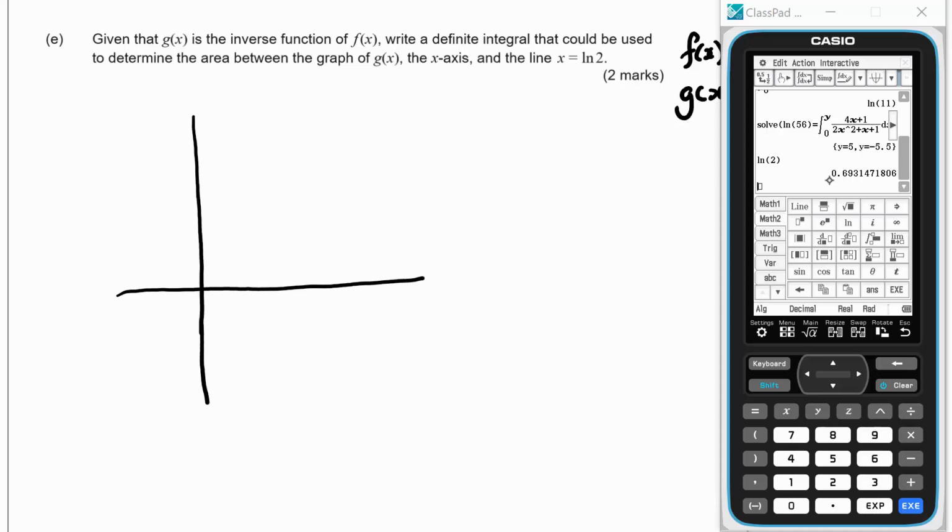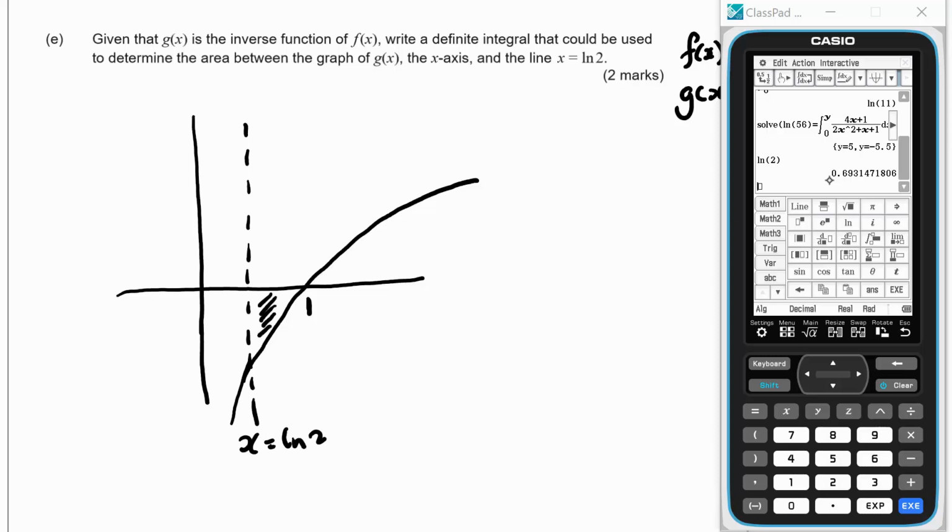So what we're talking about here is the log coming up, goes through 1. This is x equals ln 2. So we're after this area here. So if we did the integral of ln x from ln 2 to 1, that would give us an area, but it would be negative because it's below the axis. So if we just want to get the area, let's just put a negative in front.